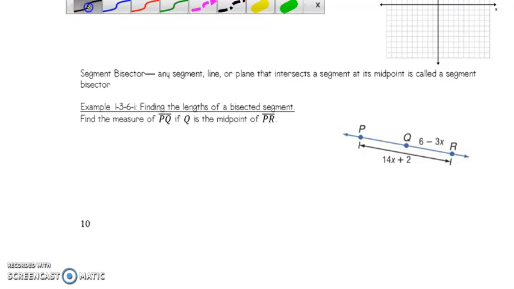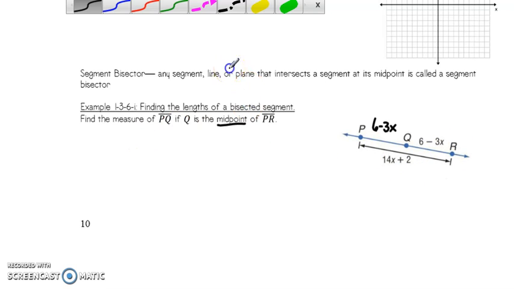We've got a picture given to us already labeled. If it doesn't give you a picture, definitely draw a picture and label it. So when something is the midpoint, we know it's in the middle, which would make this side equal to this side. So if this is 6 minus 3x, this is 6 minus 3x. So now we're going to use our addition postulate, where we add this side plus this side equals the total.